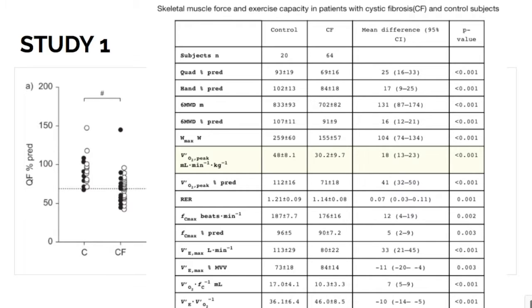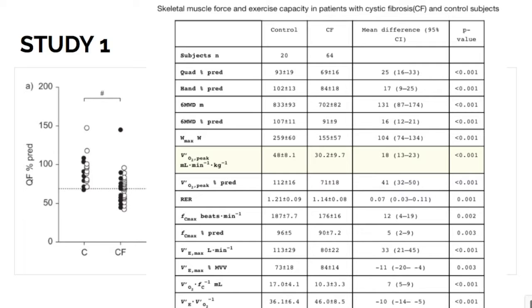for exercise. And they discovered that CF patients, as you can see on the left, when they looked at quadriceps predicted values just isometrically, have a much lower result compared to control patients.